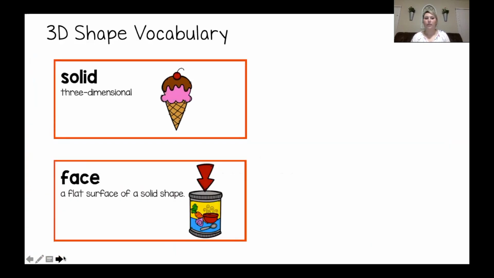Now we're going to move on to our 3D shape vocabulary. Another word for a 3D shape is a solid shape or a 3-dimensional shape. A lot of 3D shapes also have a face. A face is a flat surface of a solid shape. So like the top of a can. Here I have a can of soup, and the top of the can where it is straight across, it is the face. So the rounded edges are not considered a face, just the top.